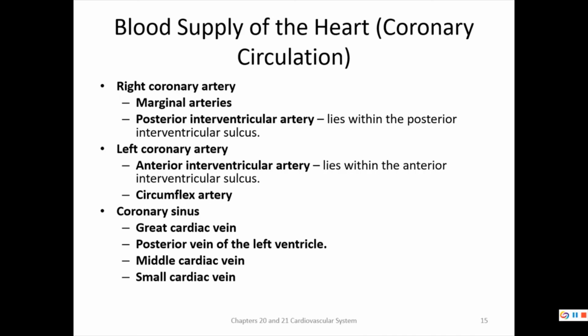The right coronary artery has the marginal arteries. There are many of them. They come off the sides and run along the sides of your right ventricle. And the posterior interventricular artery is actually in an area called the posterior interventricular sulcus. That's why we call it the posterior interventricular artery. It's going to be at the back of the heart, and I'm going to show you guys some diagrams and things.